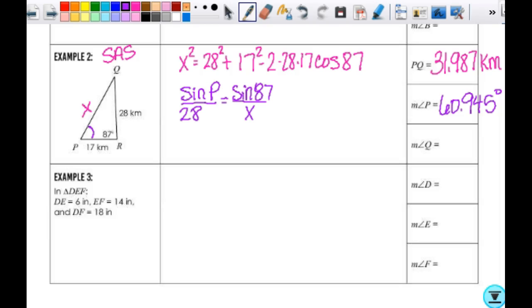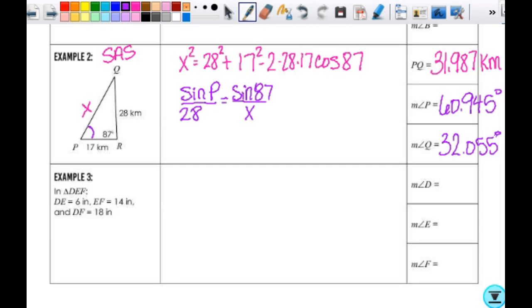Okay, so now I need to find angle Q. I could use the law of sines to find angle Q, but do I need to? No. I can take what's looking at me in the calculator, add 87 to it, and then do 180 minus that answer, and it keeps everything stored in there for me without me having to store anything. And you should get 32.055 degrees.